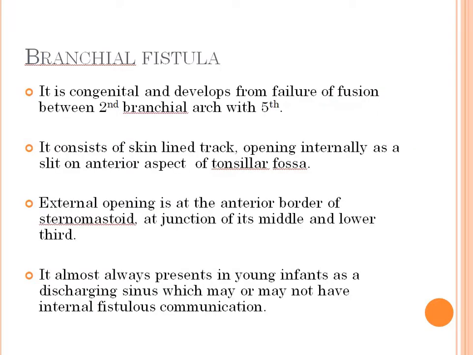Now comes the branchial fistula. It is congenital and develops from the failure of fusion of the second branchial arch with the fifth. It consists of a skin-lined tract opening internally as a slit on the anterior aspect of the tonsillar fossa. The external opening is at the anterior border of the sternocleidomastoid at the junction of the middle and lower third. It is almost always present in young infants as a discharging sinus, which may or may not have an internal fistulous communication.